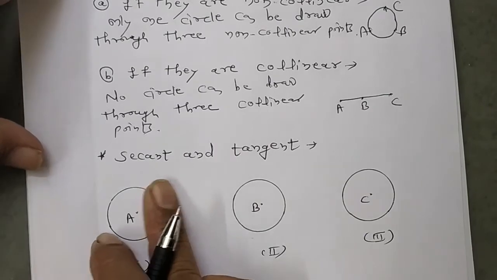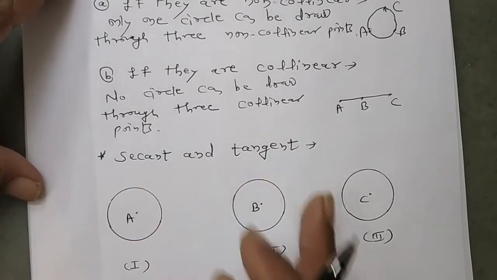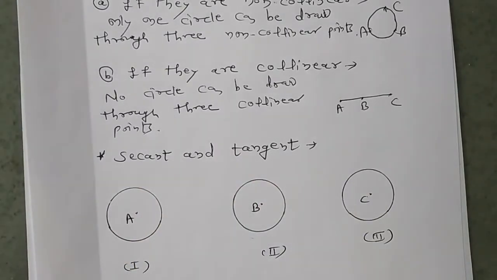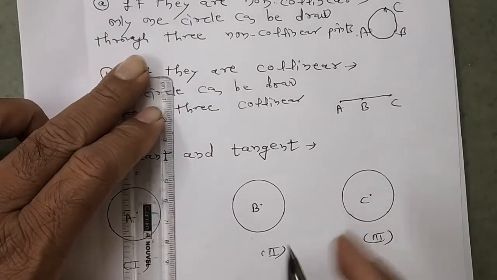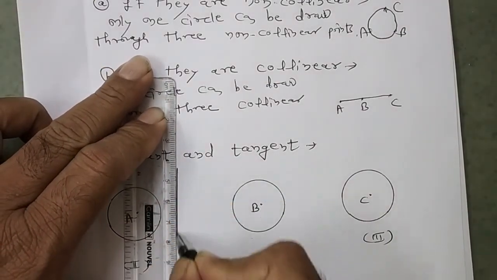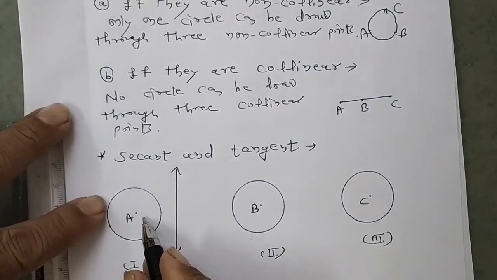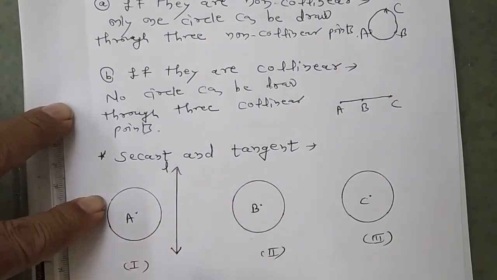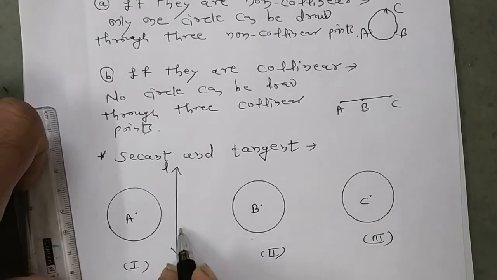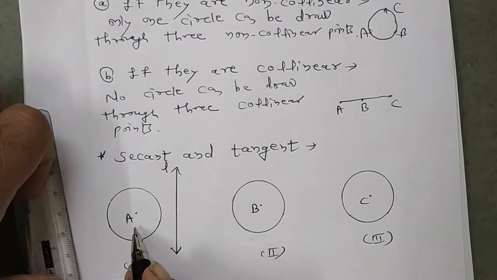Next point is secant and tangent. Now, in the first figure, a circle with center A and L is the line. This line L is not intersecting the circle.